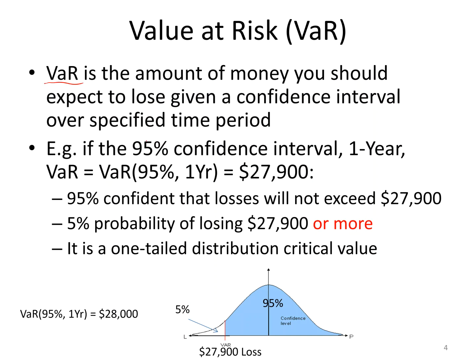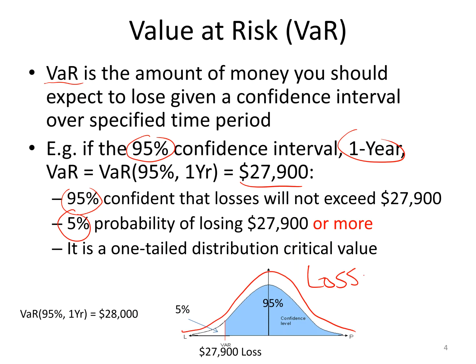For example, if someone were to tell you that the 95% confidence interval 1 year value at risk is $27,900. Again, one interpretation is that it is a worst case scenario. And what that means is that you're 95% confident that losses will not exceed that VaR amount, $27,900 loss. However, there's a 5% probability of losing more than $27,900 if you're told your VaR is that amount. One way of thinking about that is if you look at a normal distribution bell curve, what we're talking about is a distribution of losses. So the 5% worst case loss is the 95% confidence interval VaR.